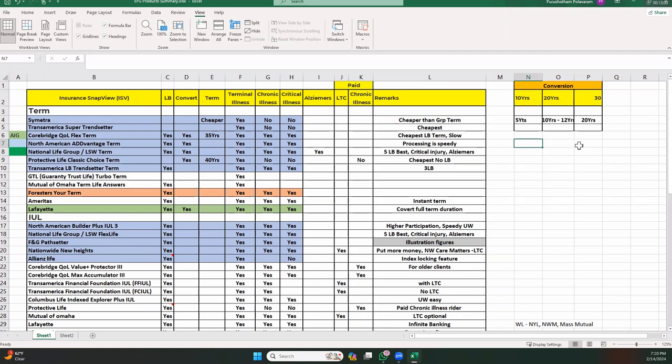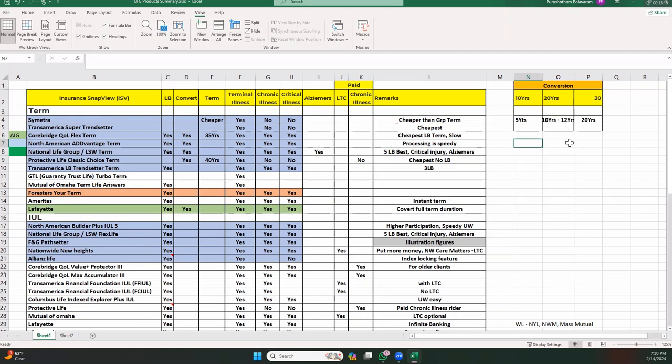Processing is very good, fast. They can get the policies done quicker. So if people don't like to wait, call and follow up, I will say make North American as one of the key products you're offering.